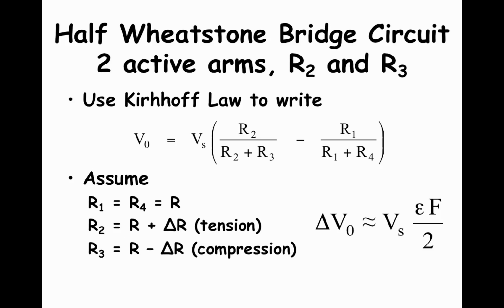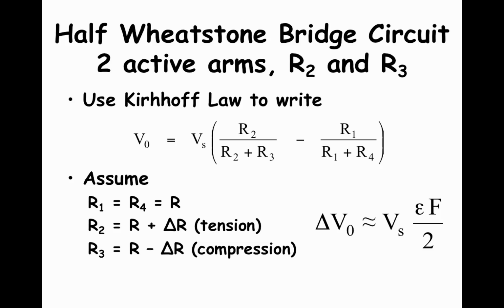Next, we will assume that we have 2 active arms. This is called a half bridge because 2 out of 4 arms are active. For the development, we will assume that arms 2 and 3 are active. We will again use the equation that gives us the output voltage in terms of the supply voltage Vs and the 4 resistances.